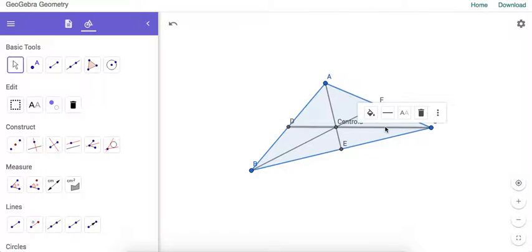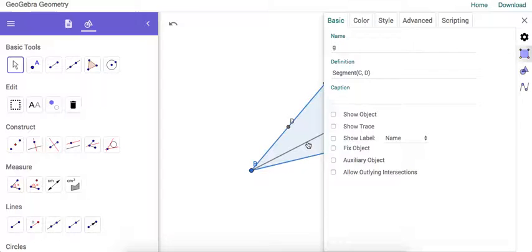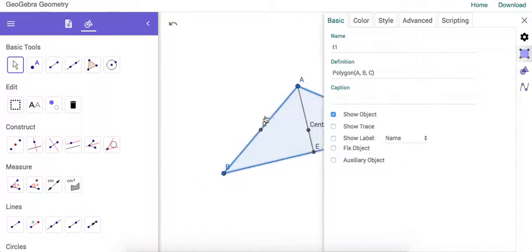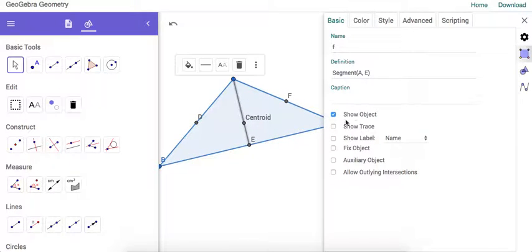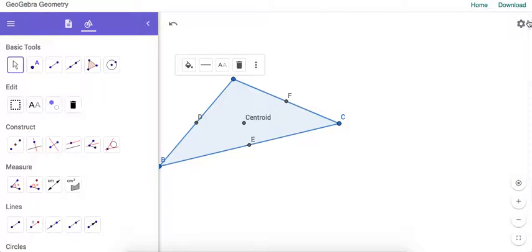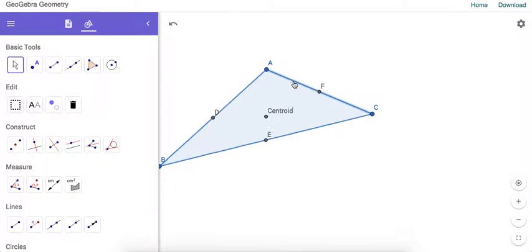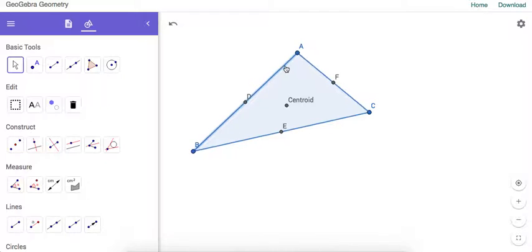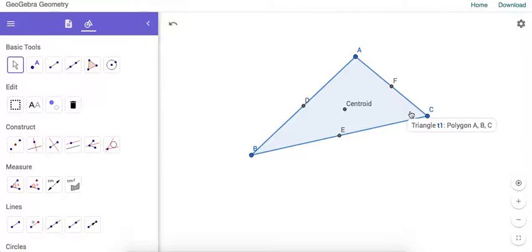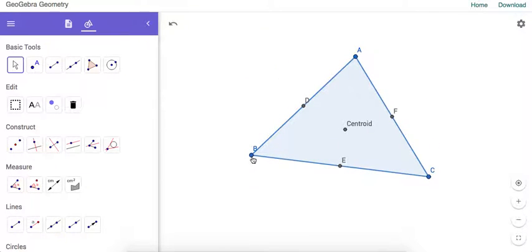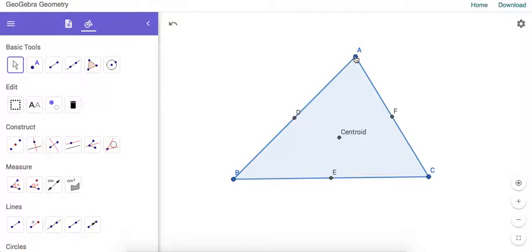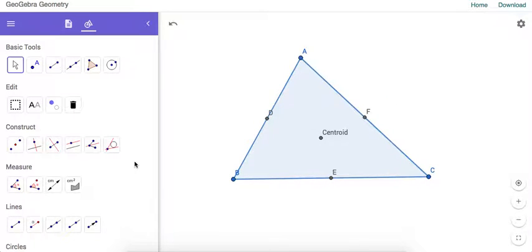And so it doesn't get too clustered here, I'm going to actually hide these medians in an effort to be able to see everything we want. But there's our centroid. Move things around and the centroid will still move with it because it knows where the medians are supposed to be. They're just kind of hidden from our view right now.